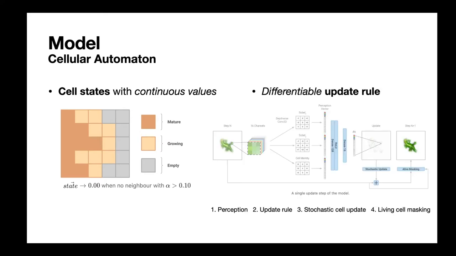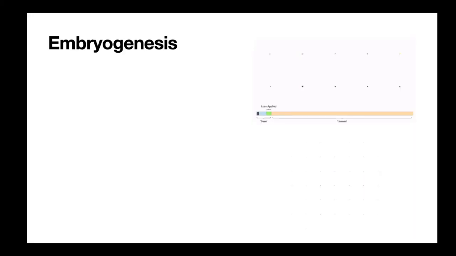A key to this model is that the same update rule is applied to all cells and at every update step. To model living organisms where not all cells update at the same time, only some random cells are being updated at each step. The first aim, embryogenesis, is in this case growing a full and stable target image.